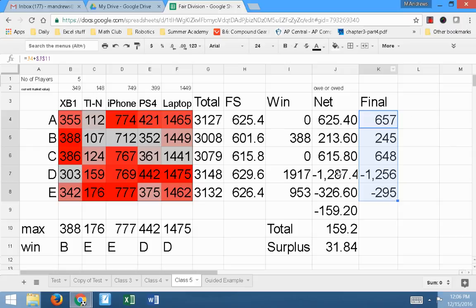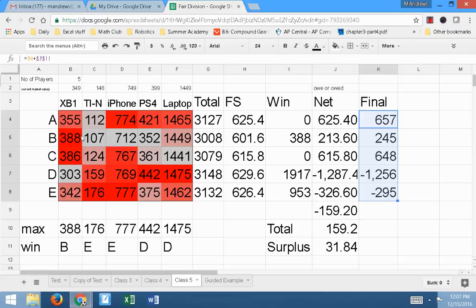And player D, instead of owing 1287, they end up owing only 1256. Still a lot that they have to owe, but they did get a laptop and a PS4. And this laptop, by the way, was an Alienware laptop that I priced, a very premium laptop, not just your regular run-of-the-mill laptop.